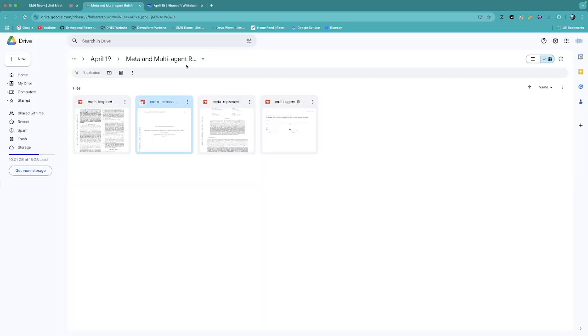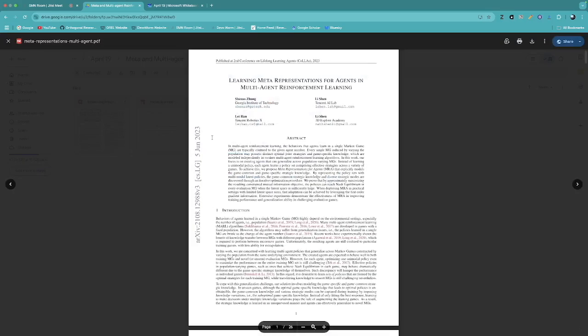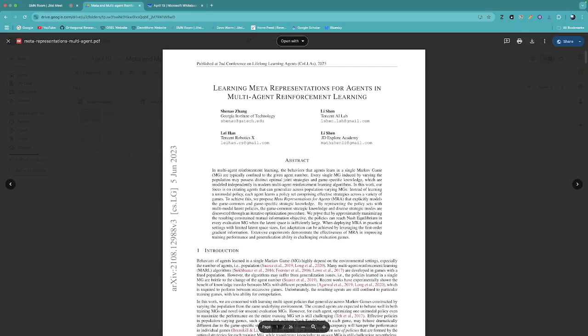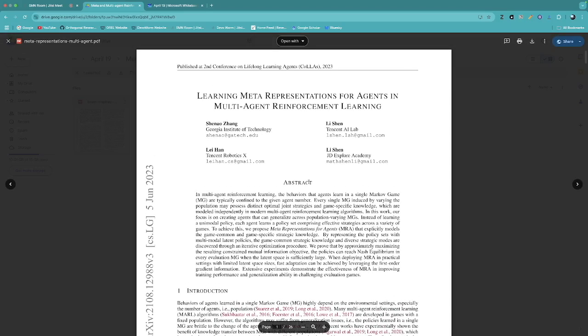So I wanted to move on to another set of papers. I have three other papers here in this group. This next paper, I think VD also put in the Slack, in the Bayesian or Gutenberg Vehicles channel. It was a conference paper from 2023, and it's Learning Meta Representations for Agents in Multi-Agent Reinforcement Learning.